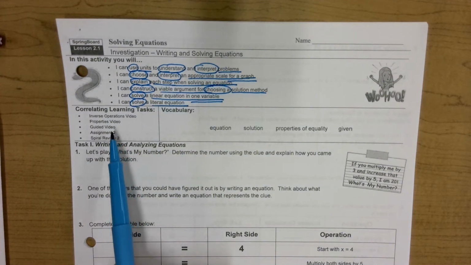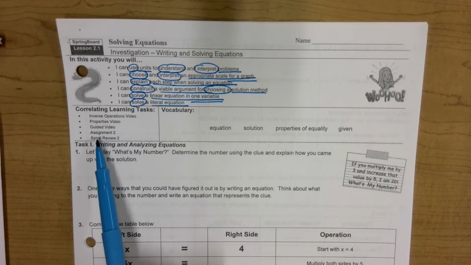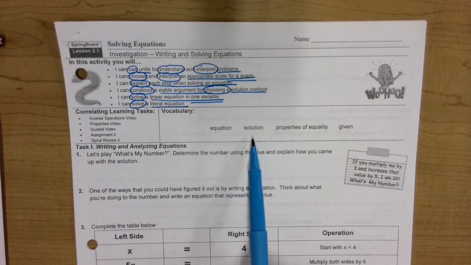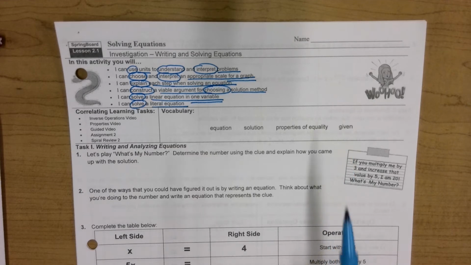Correlating learning tasks. You also need to watch the inverse operations video and the properties video. I gave you the handout for the properties video in class. This is the guided video. And then you will also need to start assignment 2 and spiral review 2. Vocabulary is equation, solution, properties of equality, and given.